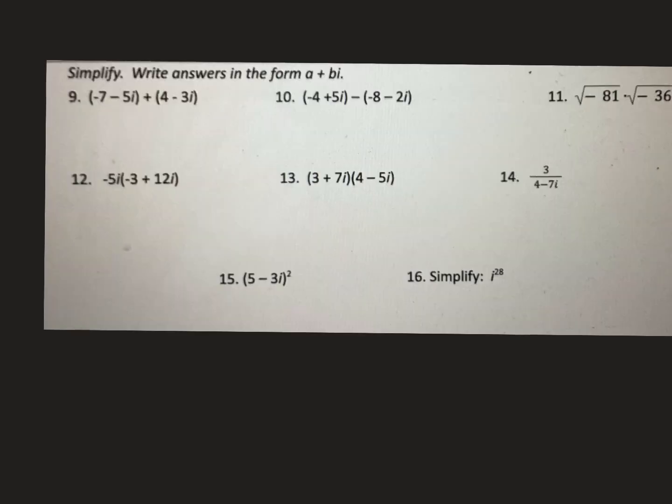Number 9 through 16 are all the imaginary stuff. Now, on number 9, it's just straight up addition. So I'm adding straight across. Negative 7 plus 4 is negative 3. Add your i's together, which is negative 8i. That's all you got to do.